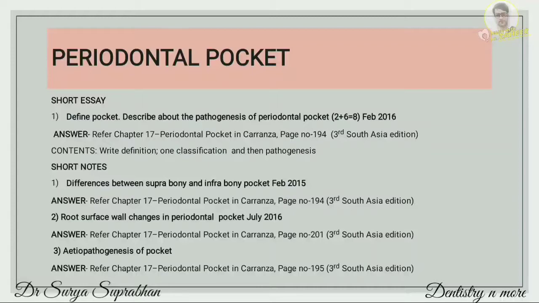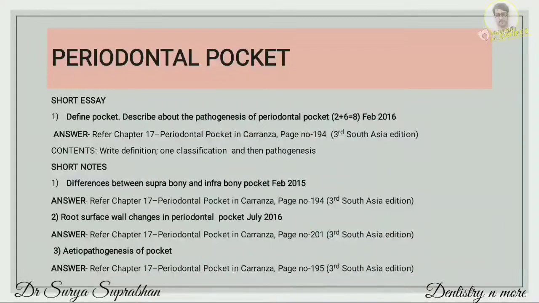Coming to the next, that is the root surface wall changes in periodontal pocket. So in the root surface changes, you have to mention the 3 main changes. That is, first is the structural change, second is the chemical change, third is the cytotoxic changes.